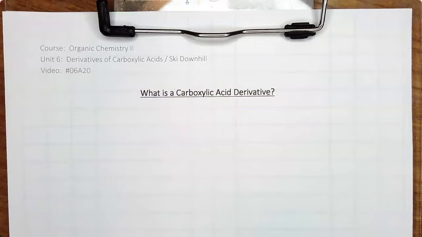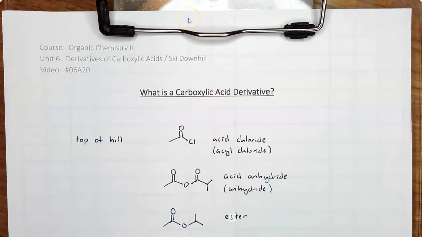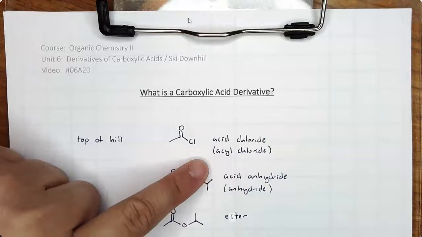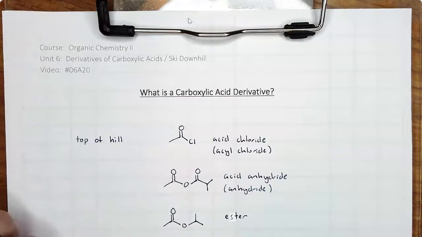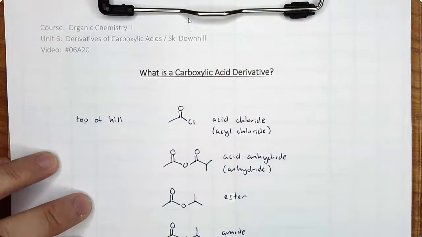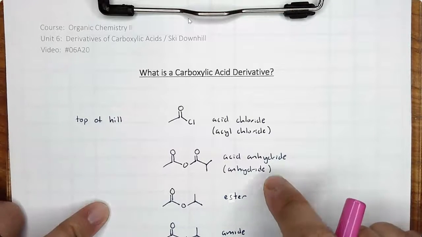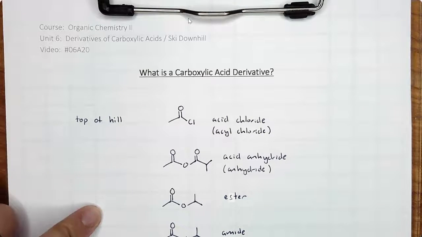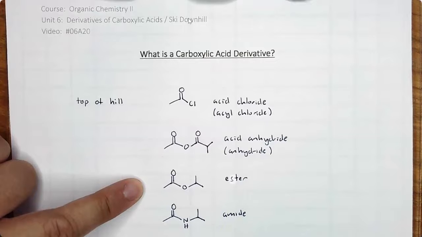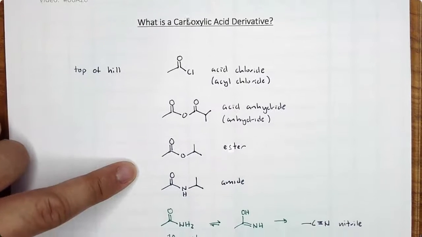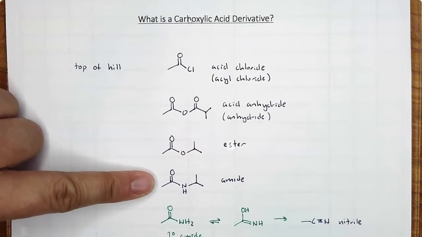At the top of the hill, we are going to have the acid chloride, and then I'll draw the other three derivatives underneath. Alright, at the top of the hill we have acid chloride, or some people call it an acyl chloride. Right underneath we have the acid anhydride, or quite simply just call it the anhydride. Next we have ester, followed by the amide right here.